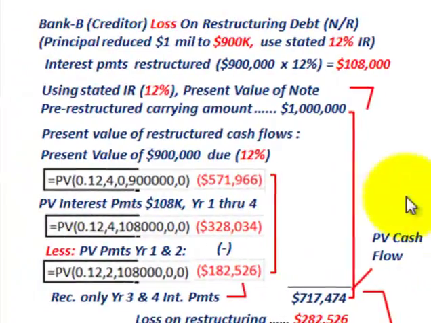Okay, so let's go up and look at it from the perspective of Bank B, the creditor. We're going to be looking at a loss in the restructuring of this debt, or this notes receivable, and look at how we make this calculation. In this example, again, remember the principal is reduced from $1 million to $900,000, and we're going to continue using the stated rate of interest on this loan of 12%. Even though the market rate is 14%, we're going to go back to this stated rate of interest, because that's what's required per the agreement.